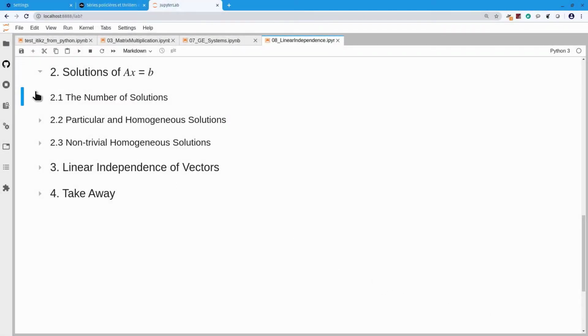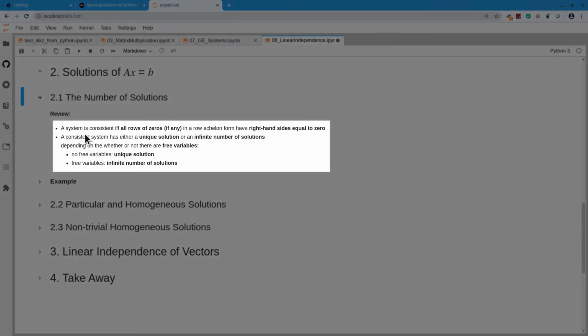Let's quickly review the number of solutions that we find as a function of the pivots in the matrix A. The first thing that we had found was that the system is consistent if, when I have a row of zeros in my row echelon form, the right-hand side must equal 0. As long as that's the case, I do have solutions for that system. Then, in terms of how many solutions I have for a consistent system, that depends on the presence or absence of free variables, meaning of pivots in every column. If I don't have any free variables, so I have a pivot in every column, then the solution is unique. If I do have free variables, there are columns without a pivot, then I have an infinite number of solutions.